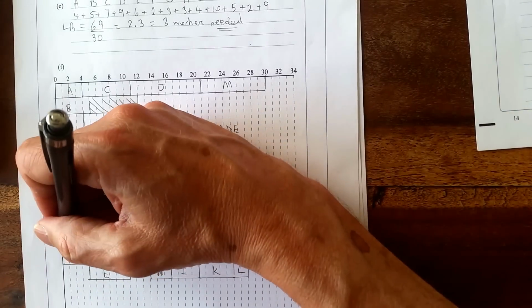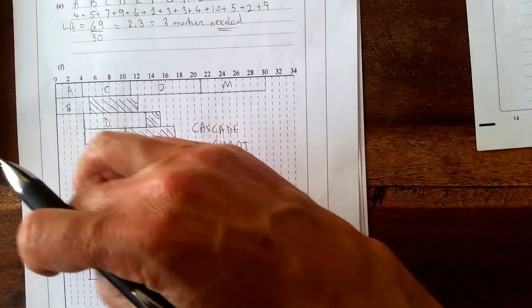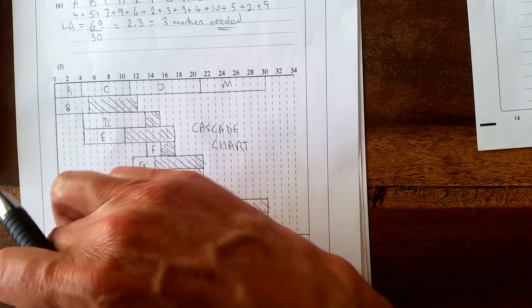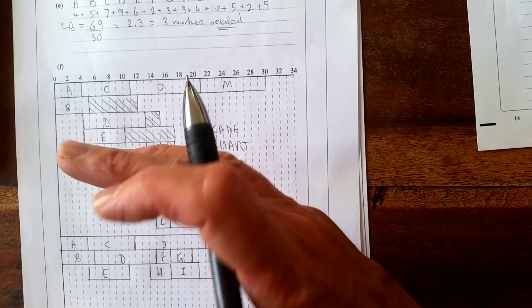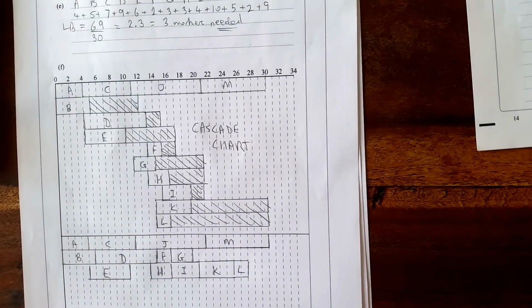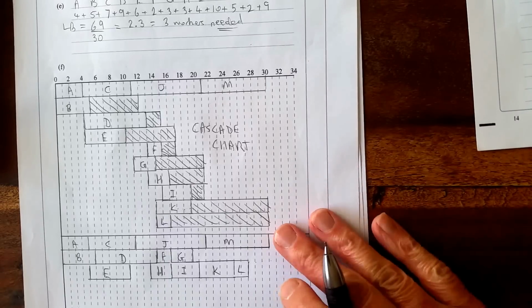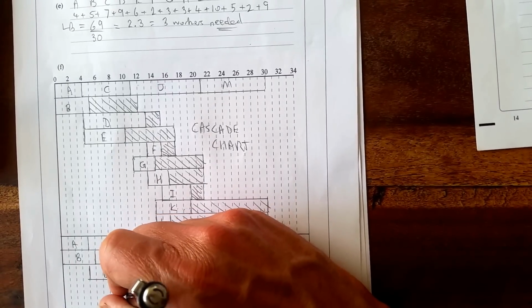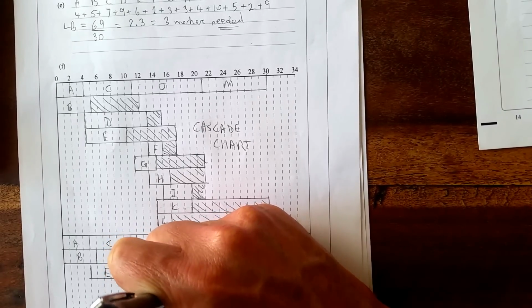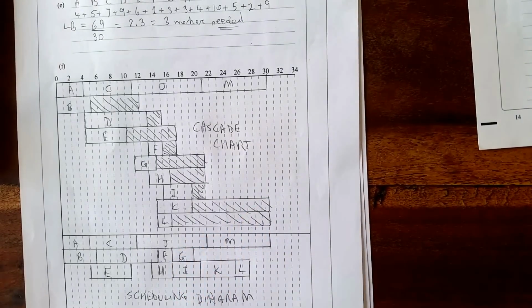So you can see the scheduling diagram fits in 3 workers. 3 workers can do these jobs. So worker 1 could do A, C, G and M. Worker 2 can do B, D, E, F and G. Worker 3 can do E, H, I, J, K and L. That's it. I could have fitted K, maybe an L and that, but it doesn't matter. And this is your scheduling diagram. And that's it.